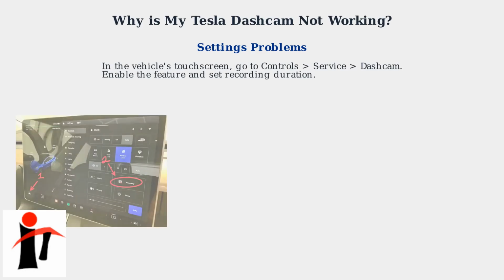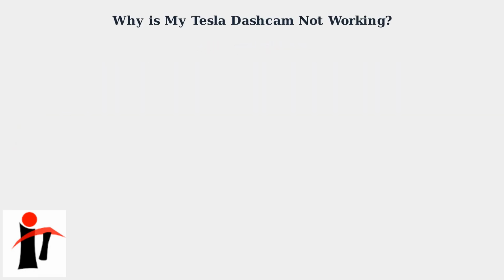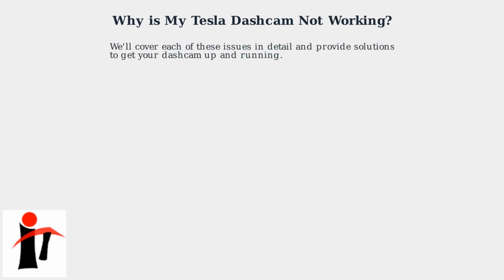Third, check your settings. Navigate to Controls, Service, Dashcam on the touchscreen. Make sure it's enabled and configure the recording duration. Fourth, software glitches can occur after updates. Tesla's updates might reset dashcam settings, so check for updates and re-enable the feature if necessary. We'll cover each of these issues in detail and provide solutions to get your dashcam up and running.